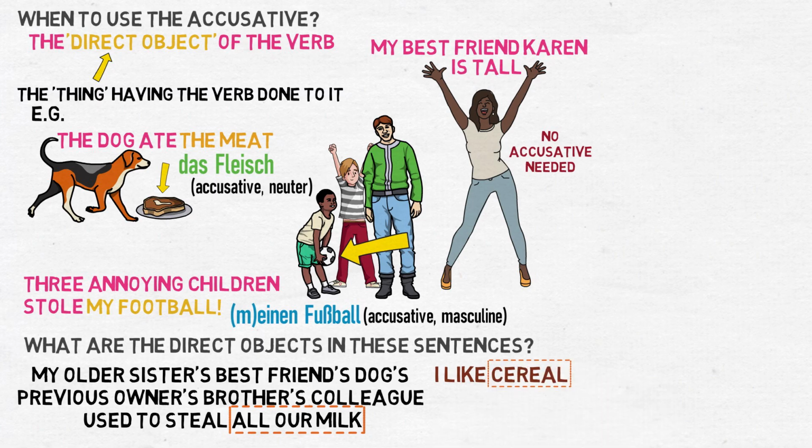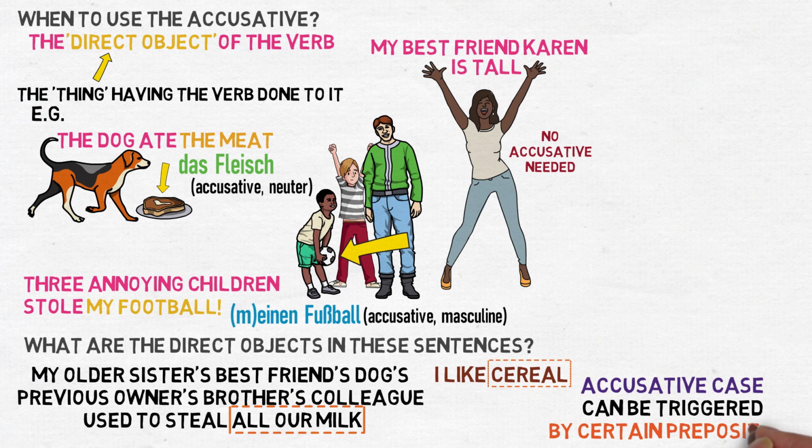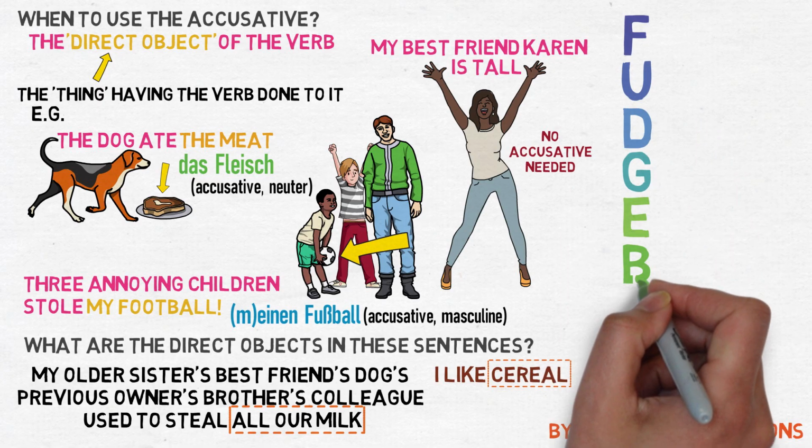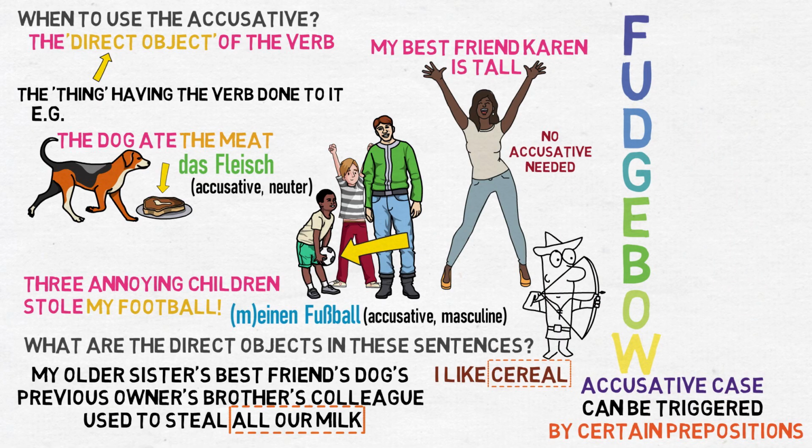This is the most common way to encounter the accusative case. But it can also be triggered. That means that when you use a special word, you have to use the accusative case afterwards. These special words are called prepositions, and they have specific meanings. For the accusative case, we use the acronym fudgebow. You can think of it as you accuse somebody of shooting you with the fudgebow.